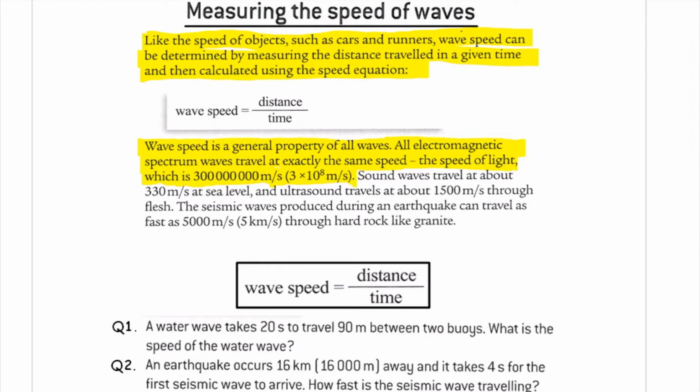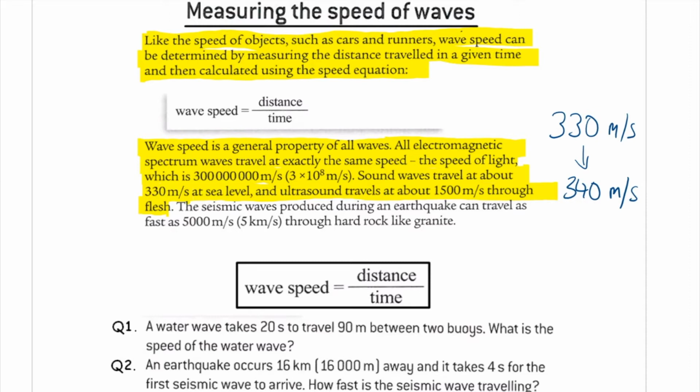Sound waves are much slower. Sound waves travel at about 330 meters per second at sea level, and ultrasound travels at about 1,500 meters per second through flesh. When we talk about sound, we usually use 330, sometimes up to 340 meters per second for the speed of sound in air. It does depend upon the temperature and other factors to do with the air, but generally speaking, those are the values.